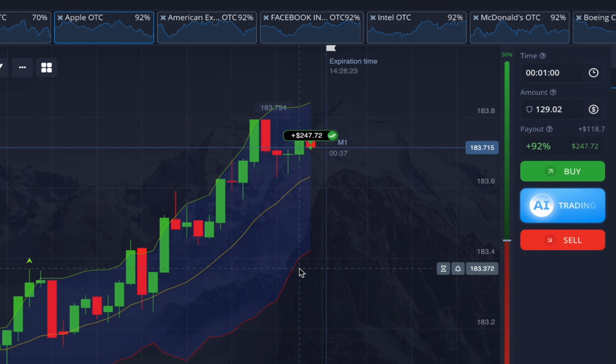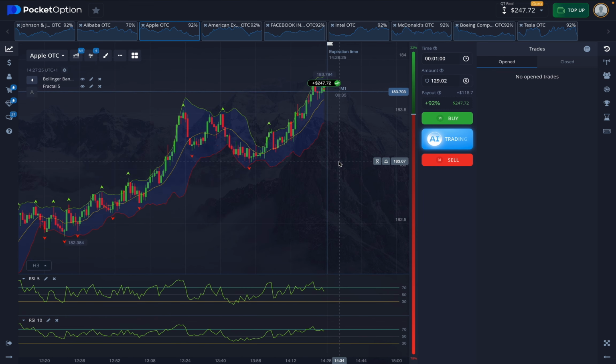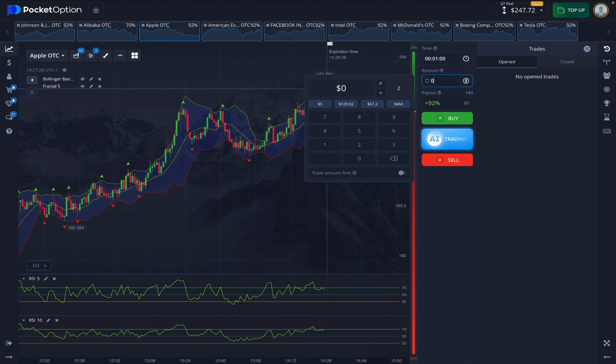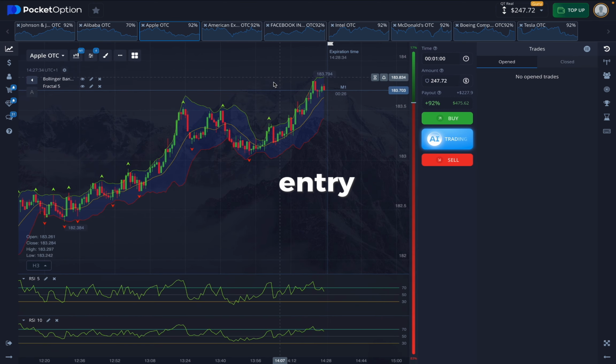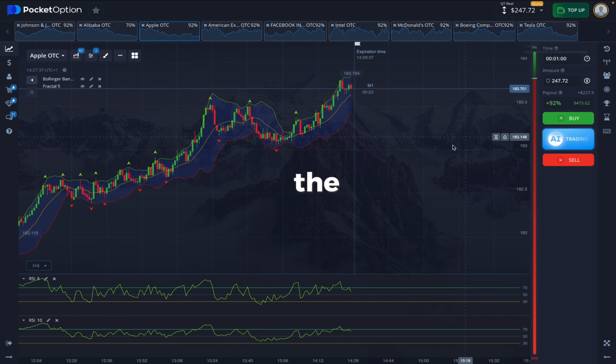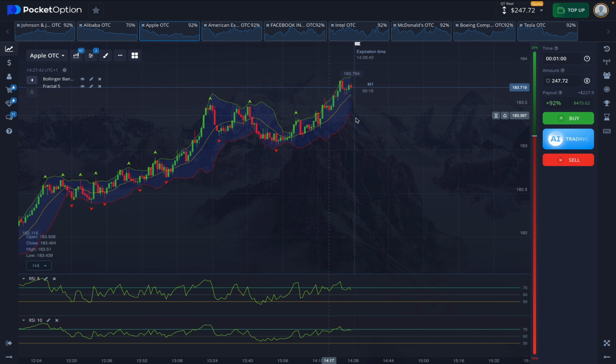And the position closes again in the plus. Excellent. We will continue by opening positions with the maximum amount. As you can see, we had two identical entry points, and the logic behind them was the same. Both positions closed in the plus without any issues. Let's continue and pick the next asset.